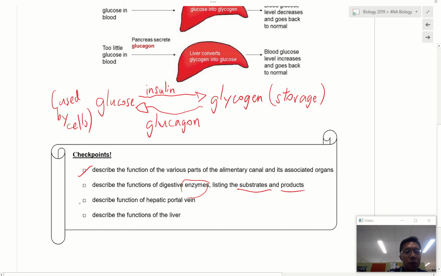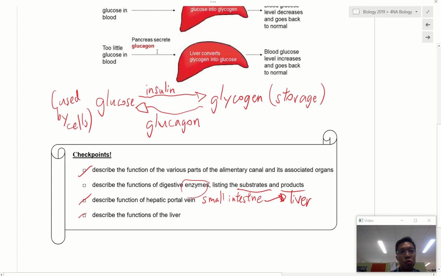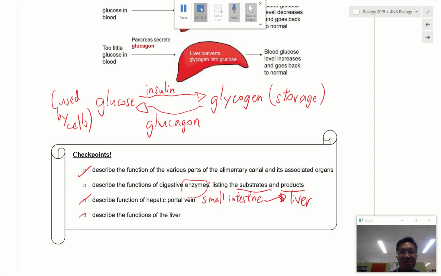The hepatic portal vein, if you remember, connects the small intestine to the liver, and this hepatic portal vein is high in glucose and amino acids. And lastly, BAD PIG, so you describe the functions of the liver. If you know all that, you should be able to do the rest of the work regarding this topic. Thank you.